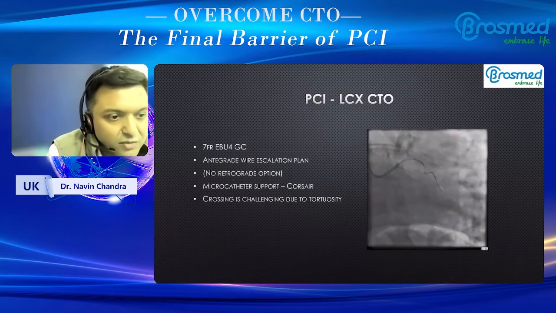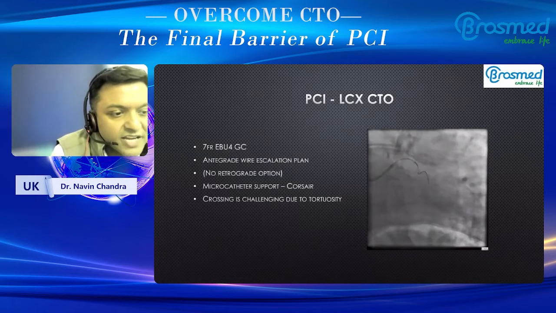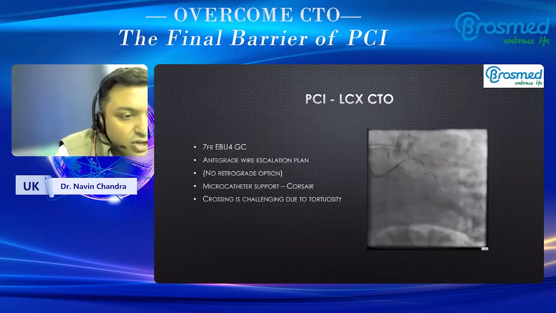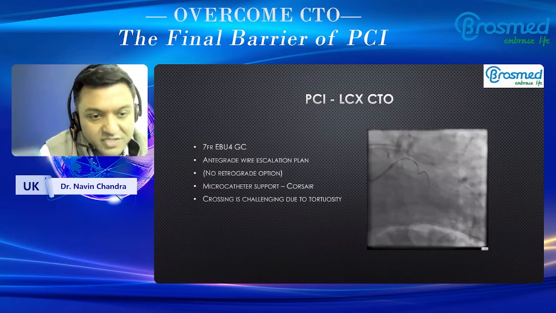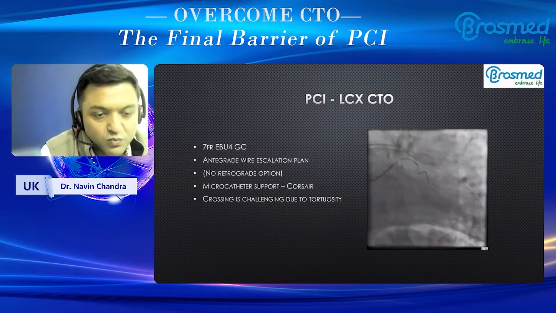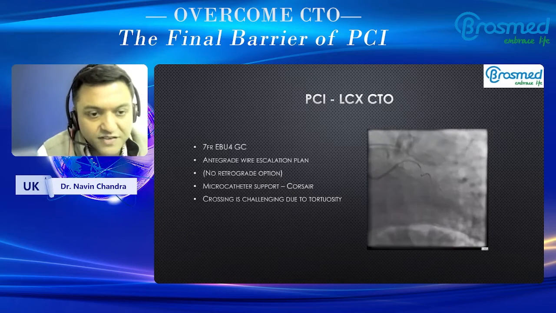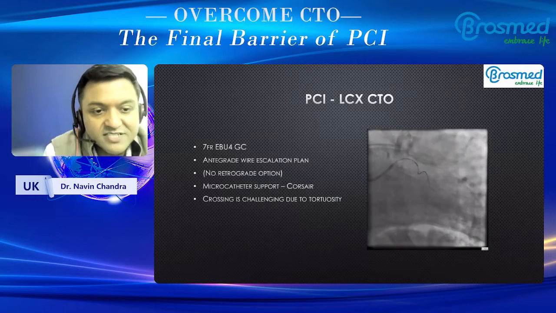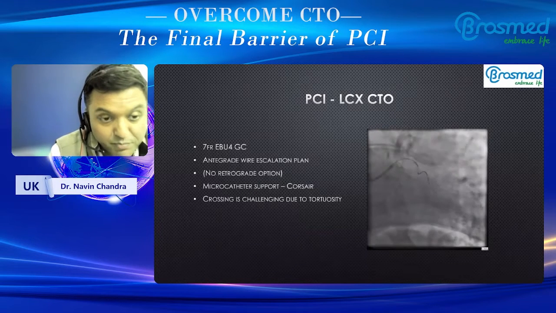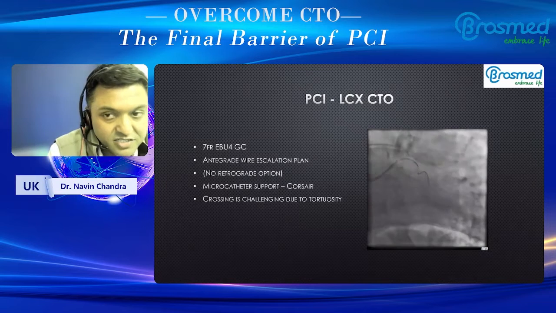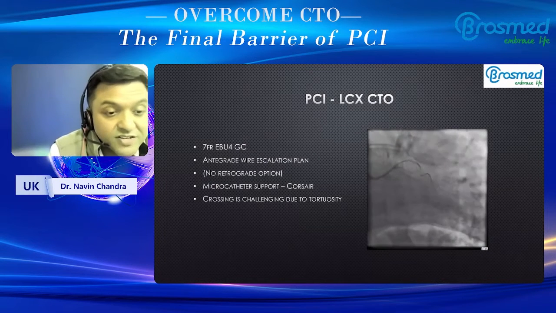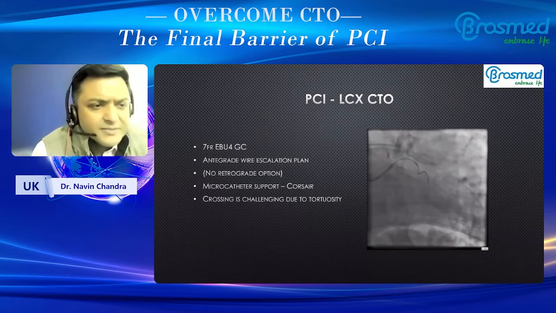We used a microcatheter up front, which was a Corsair in this case. And you can see from the image just shown that there was a challenge of tortuosity developing once you're in the lesion with your wires. We've crossed the proximal cap, but now you can see that we're having real struggle to push the microcatheter beyond the lesion and to get the rest of the vessel wired successfully.